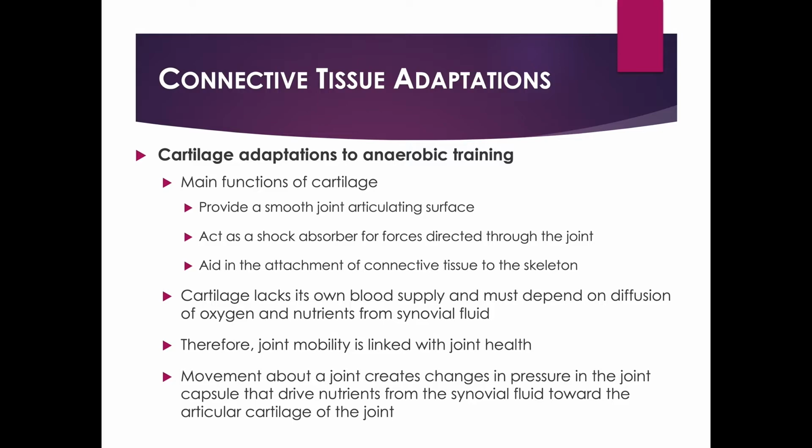Cartilage adaptations. So the main function is, it says, to provide a smooth joint articulating surface, and add a shock absorber cushioning between joints, which allows for some of that absorption of forces. It says it aids in attachment of connective tissue to the skeleton. It says it lacks its own blood supply, so it must depend on diffusion of oxygen and nutrients from the synovial fluid. It helps out then with mobility.